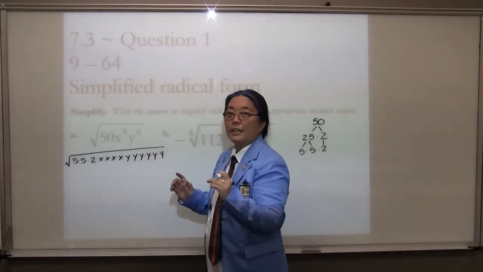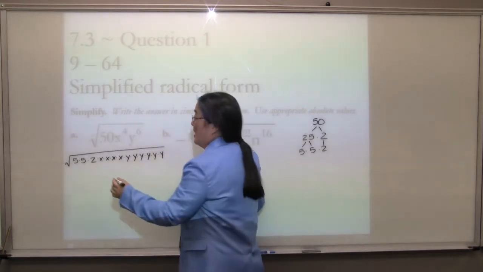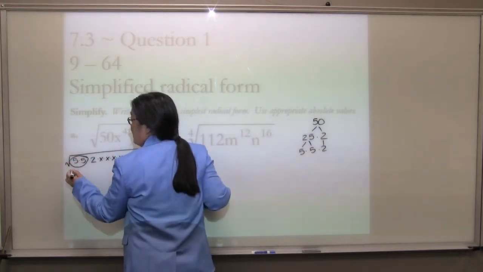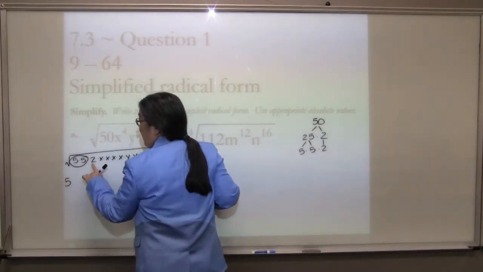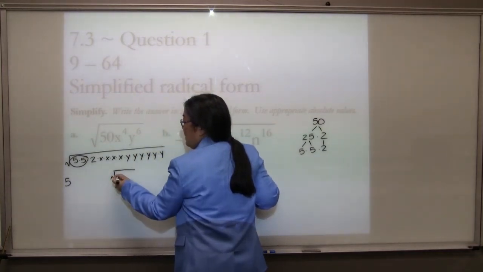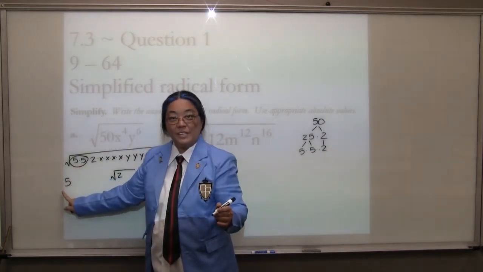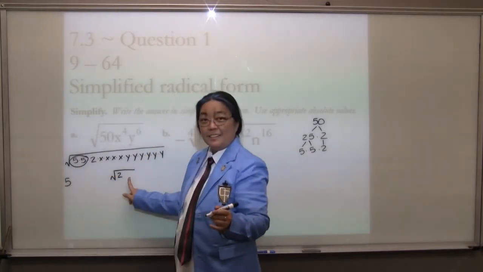Because remember from back in Chapter 7, Section 1, we always looked for pairs. I have a pair. What happens to pairs? It goes on the outside. I have a 2 left over on the inside. I'm leaving this really large space. And then here's the 2 left over on the inside. So the pair comes on the outside once, and the 2 is left on the inside.